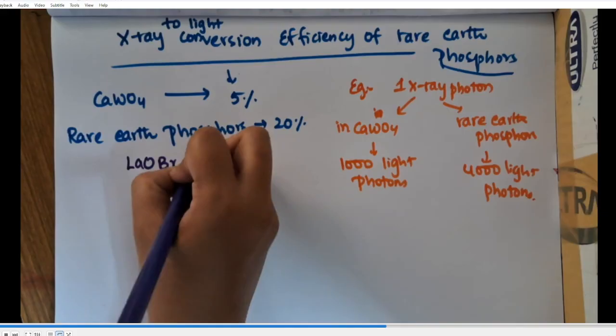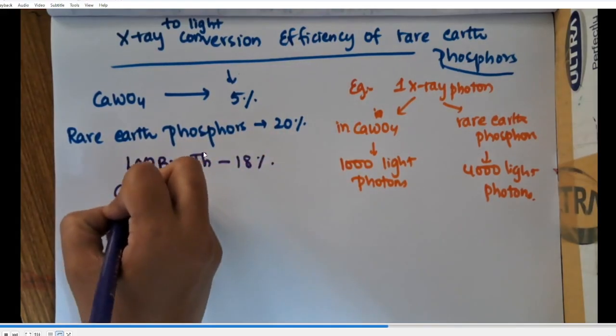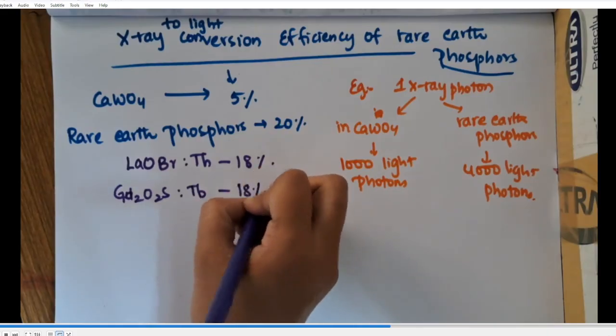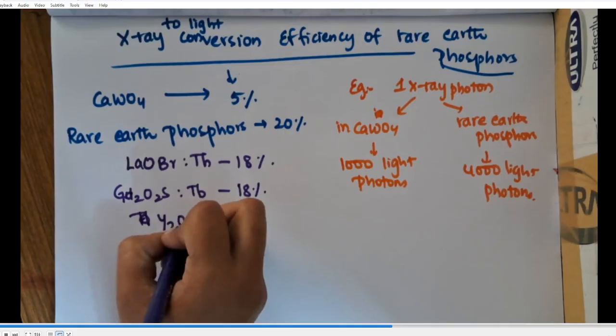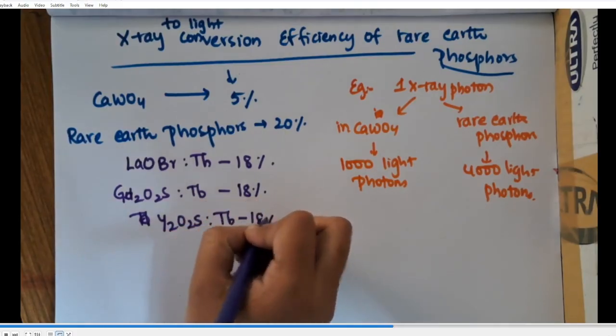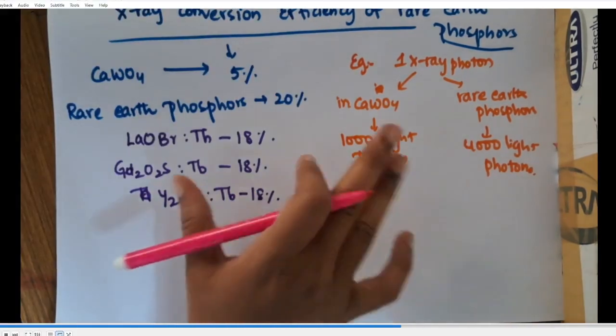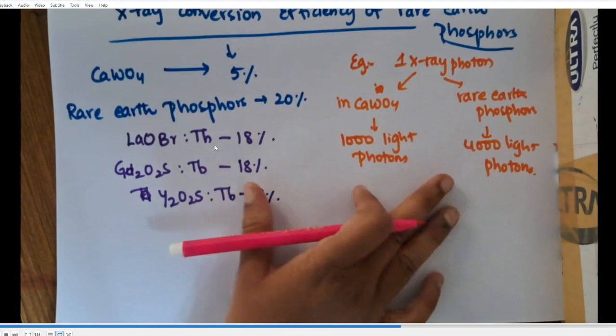If you see these rare earth phosphors, the X-ray to light conversion efficiency of thulium activated lanthanum oxybromide is 18%. Then terbium activated gadolinium oxysulfide is also 18%, and terbium activated yttrium oxysulfide is also 18%. So these major rare earth elements have an X-ray to light conversion efficiency of around 18%.